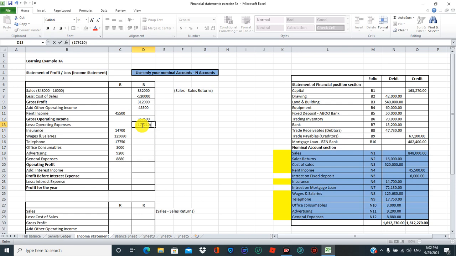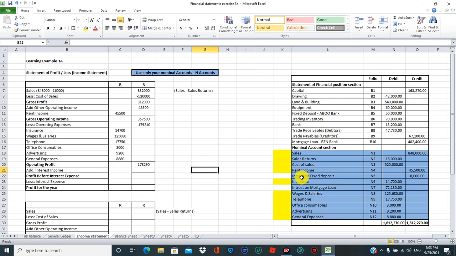179210. Okay. So all that is, you take those amounts, you add them up, and you put that total over there. Okay, so now we have to less the operating expenses. So that'll be 357,500 minus 179210. And then we get your operating profit, which is 178,290. All right. So now, remember what I said.